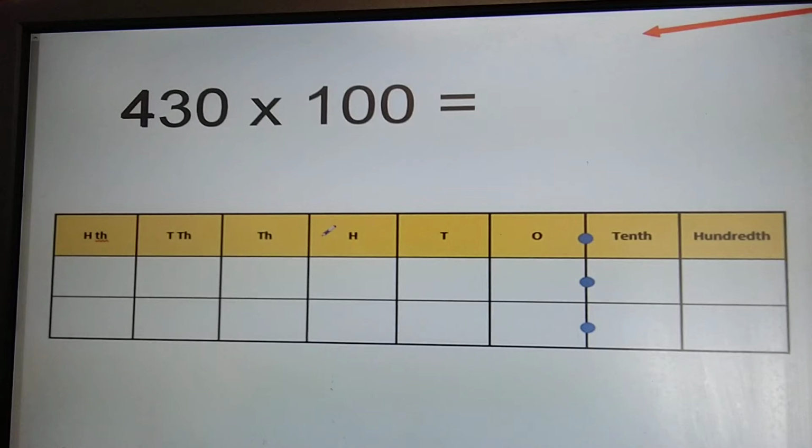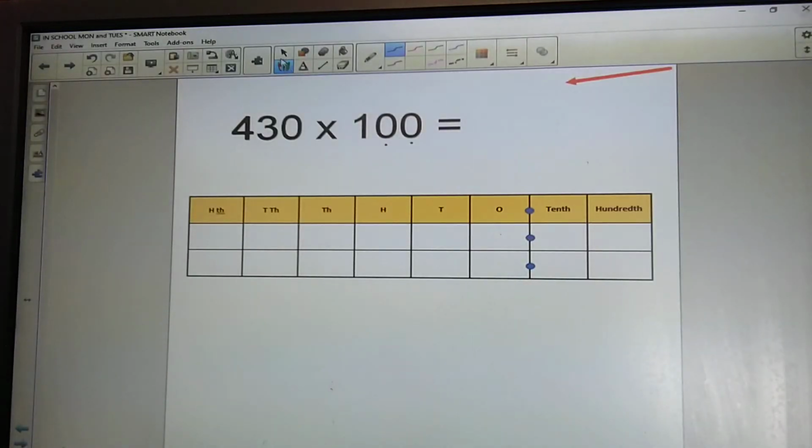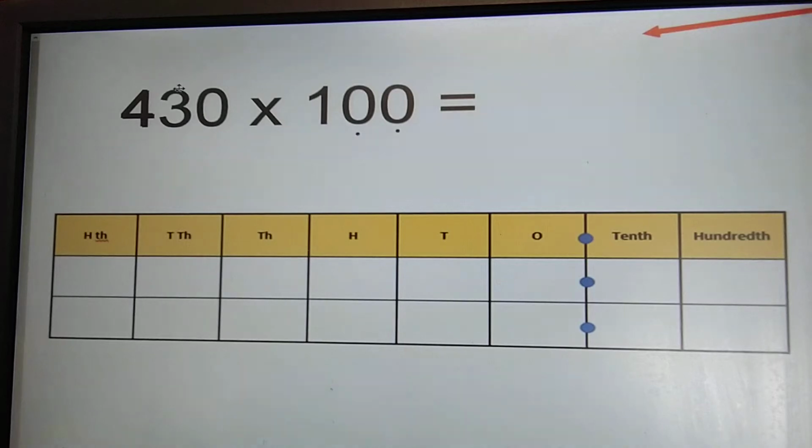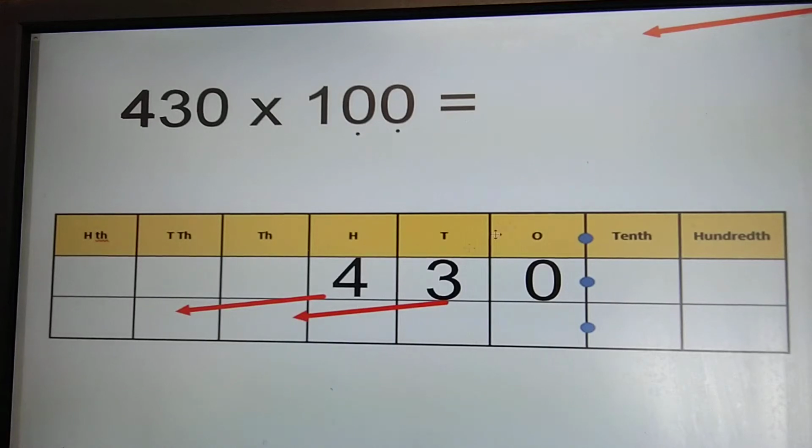Okay, so how many places do we need to move if we are multiplying by 100? Remember, there are 2 zeros in 100, so we will be moving 2 places to the left. So let's have a look at what that looks like. First of all, let's write the number 430 onto our place value chart. Remember, 430 is 4 hundreds, 3 10s, and 0 in the ones. We're then going to move each digit 2 places to the left. So let's do that now.